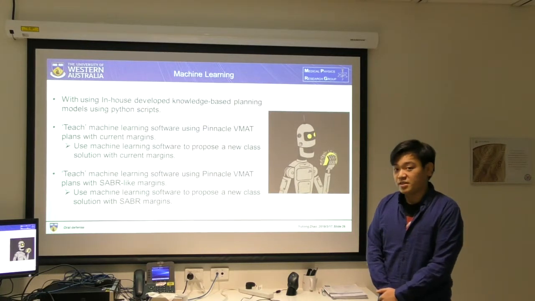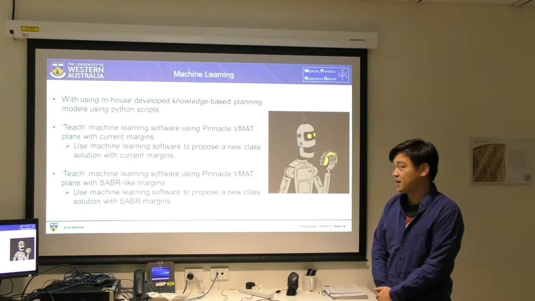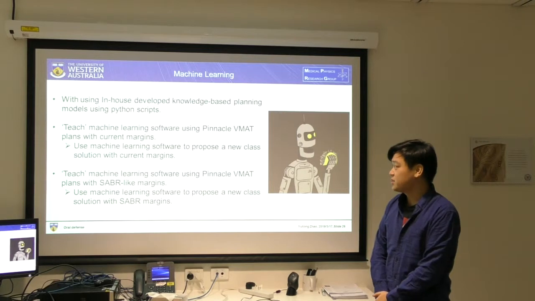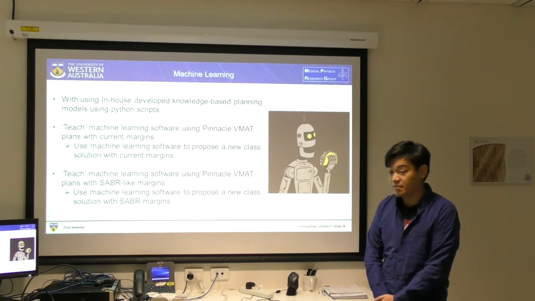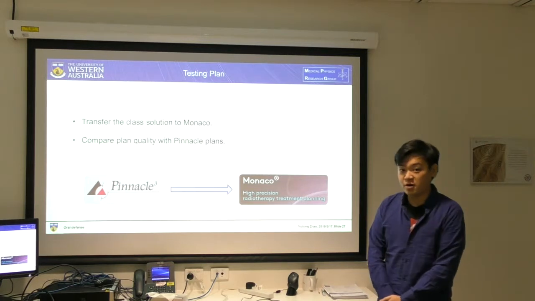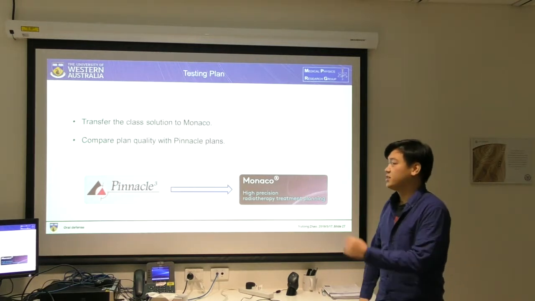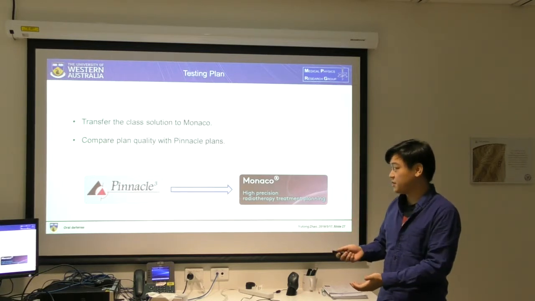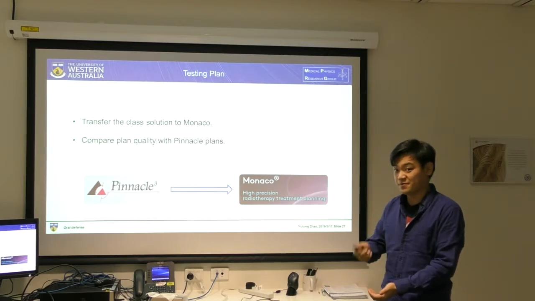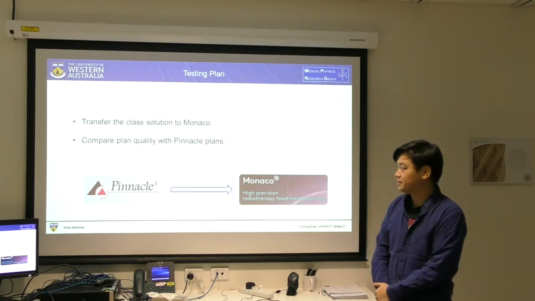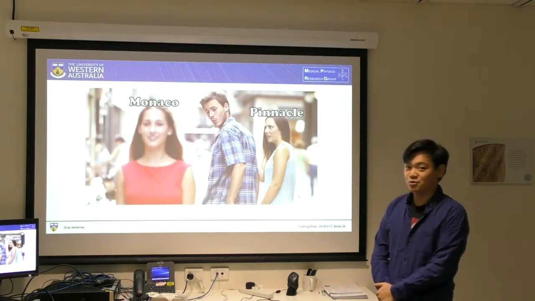All the machine learning programs are based on Python script. So in this stage, we're going to teach the machine how to make the correct decision by using the Pinnacle VMAT plans with current margins and the Pinnacle VMAT plans with the SABR-like margins. Once we have the class solution from the machine learning, we're going to transfer the class solution from Pinnacle to Monaco and compare the quality of the plans with the Pinnacle plans to see if these plans in Monaco are effective, are available. Yeah, and I'm truly sorry, Pinnacle.